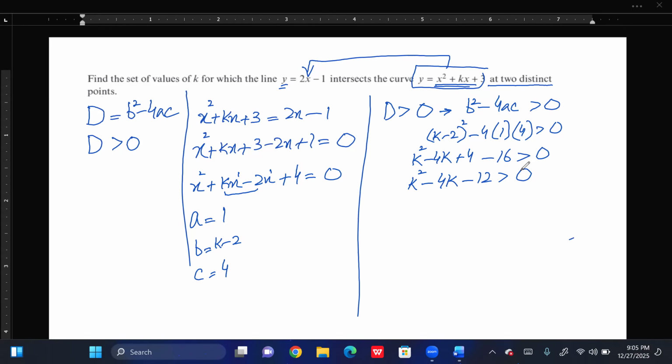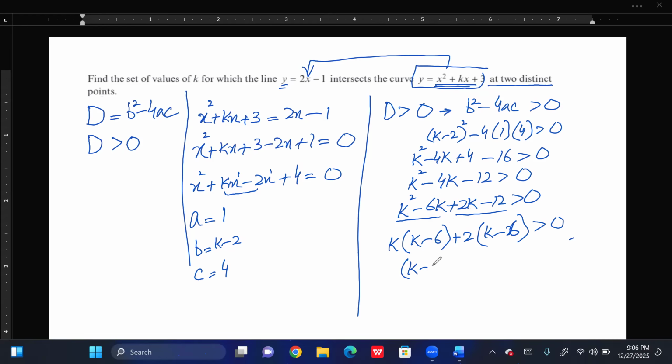Let's factorize the equation. So let's break the middle term. It's going to be k squared minus 6k plus 2k minus 12 greater than 0. Let's take common from these two. It's going to be k, and we have k minus 6. From these two, it's going to be plus 2 as common. Inside the bracket, it's going to be k minus 6. So what we have is k minus 6 and k plus 2 greater than 0.